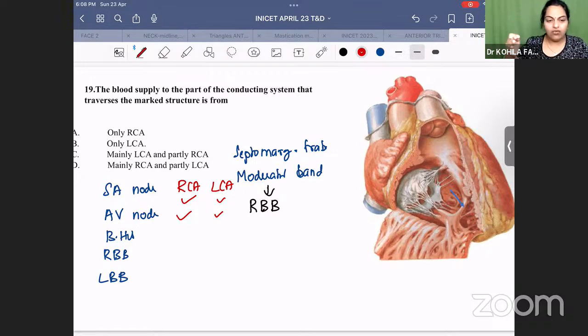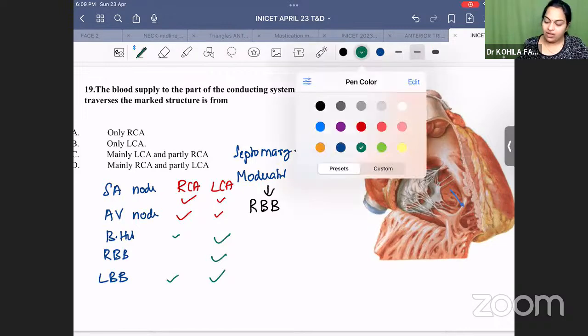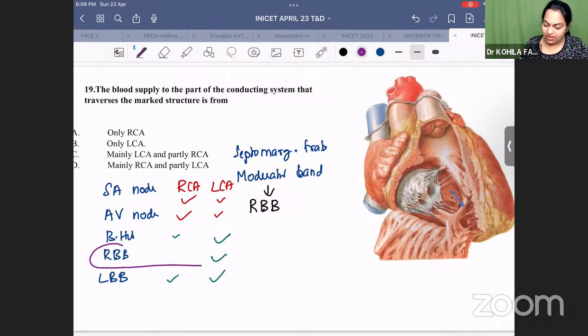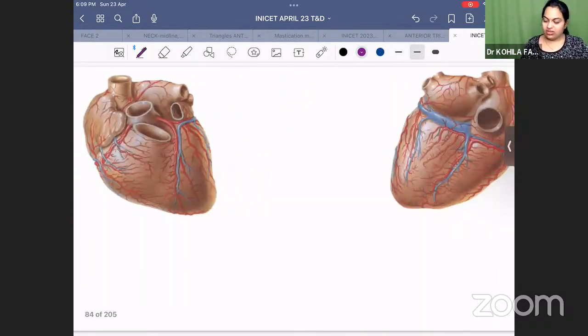Okay. Now the bundle of His, right bundle branch and left bundle branch, they lie in the anterior part of the interventricular septum. That is going to be mainly supplied by the left coronary. All this because of its location in the anterosuperior part of the interventricular septum. Now, the bundle of His and left bundle branch can be supplied by the right coronary. But always remember, the right bundle branch is going to be supplied only by the left coronary artery because of its positional placement, right? Okay.